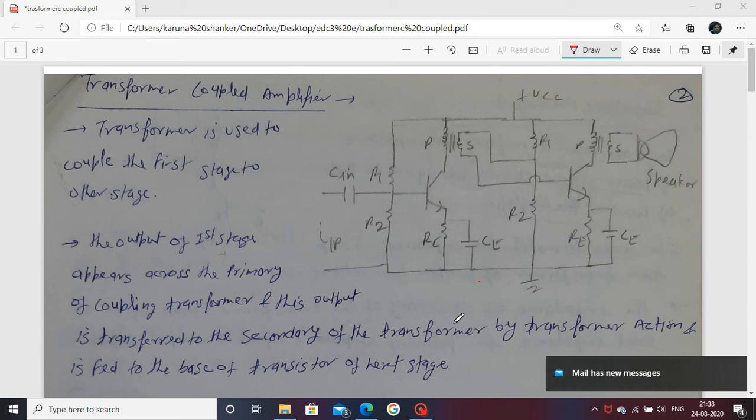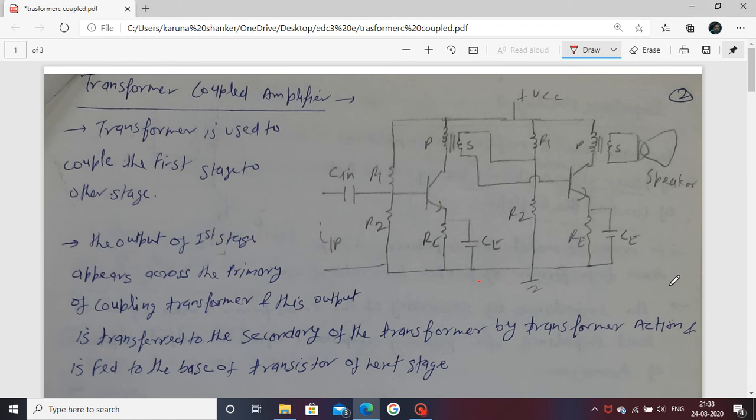Transformer coupled amplifier. In the previous lecture, we have seen the use of two common emitter, two stage RC coupled amplifier. That one used a coupling capacitor to couple from one stage to the second stage. Now here in the transformer coupled amplifier, you use a transformer as the coupling from one stage.